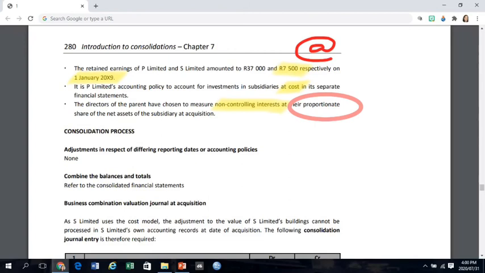Because the trial balance given is at the end of 20X10, we now follow the consolidation process at the end of 20X10. There's no adjustments necessary for different reporting dates and accounting policies. We combine the balances and totals on the consolidated financial statements. And now we have to identify the business combination valuation journal entries at acquisition date, and we'll use the suggested work method to identify them.